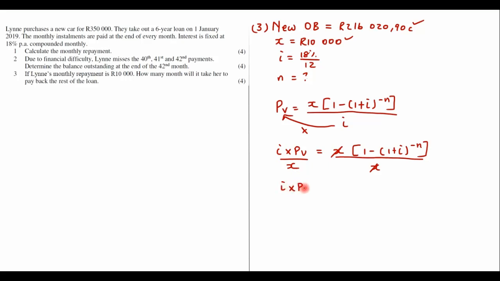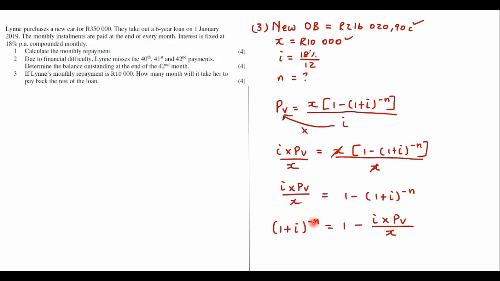So I have i times PV over x. Now this becomes 1 minus (1 plus i) to the power of minus n. Then I'll take this part to the other side, right? So it becomes (1 plus i) to the power of minus n, and on this side I have 1, and then I take this one to the other side, then it becomes minus i times PV over x.